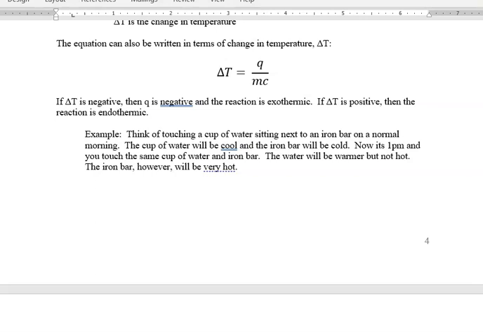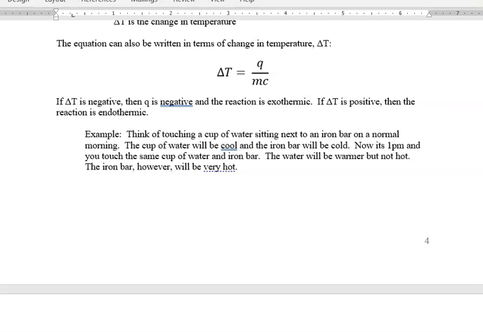Now, at 1 p.m., you touch the same cup of water and the same iron bar. The water's going to be a little bit warmer, but it's not going to be hot. However, the iron bar will be very hot. You might not even be able to touch it. So what does that mean? It means the same amount of heat energy coming from the sun caused very little change in temperature in the water, but it caused a big change in temperature in the iron bar.